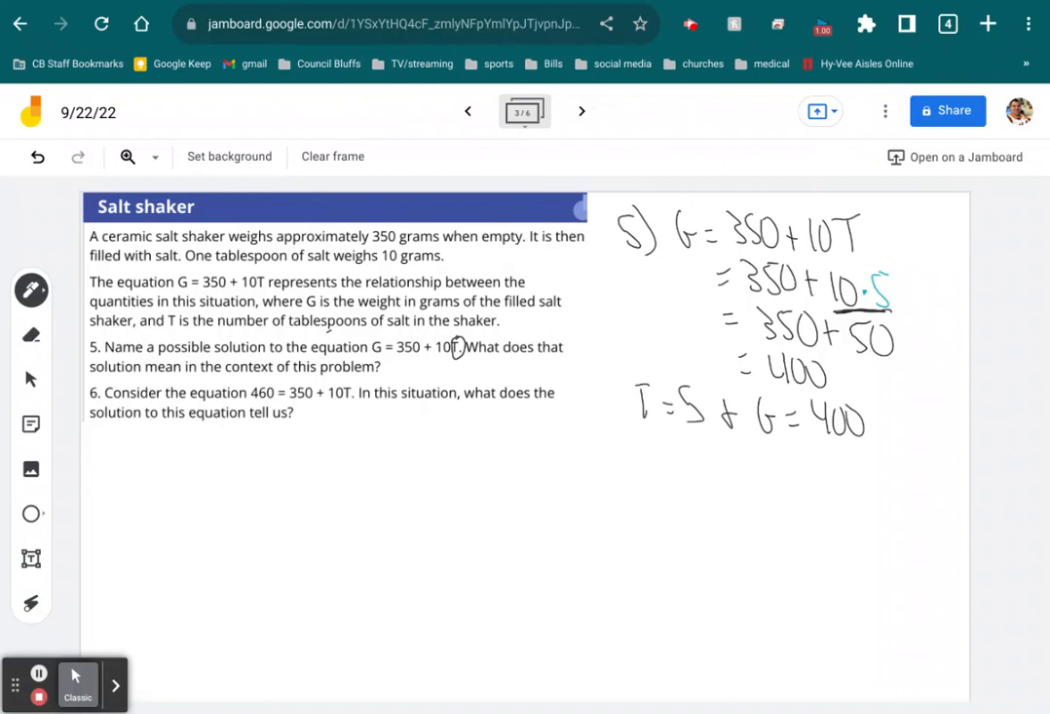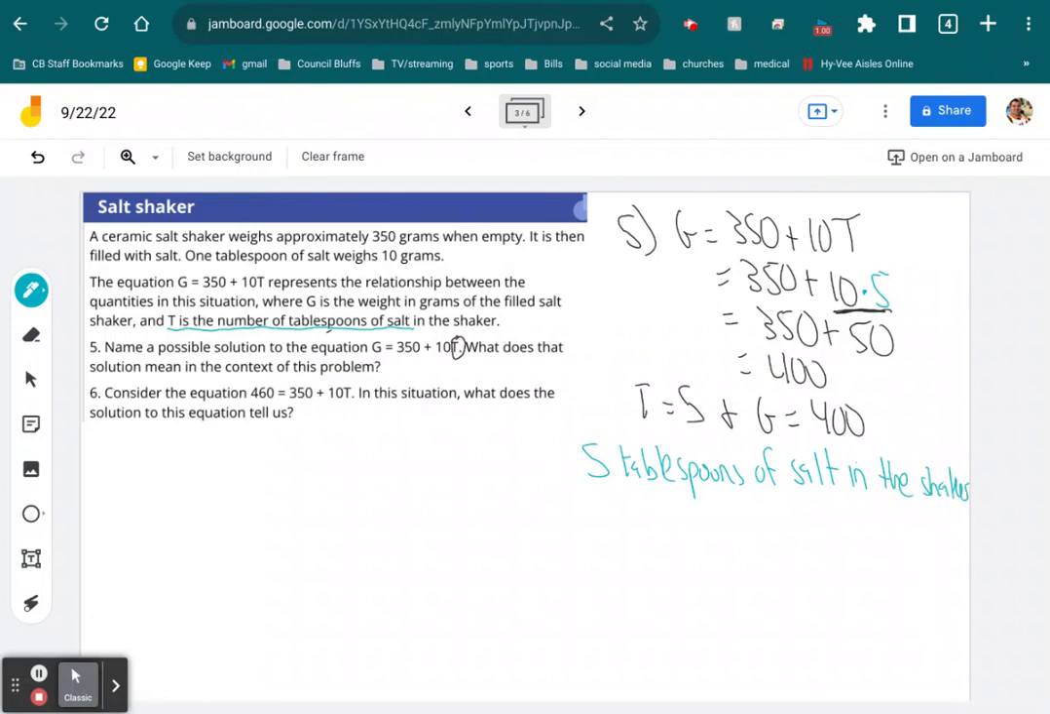The more important part is, what does that solution mean in context? So T equals 5. What does T represent again? T is the number of tablespoons of salt. So T equals 5 means I'm putting 5 tablespoons of salt in the shaker.